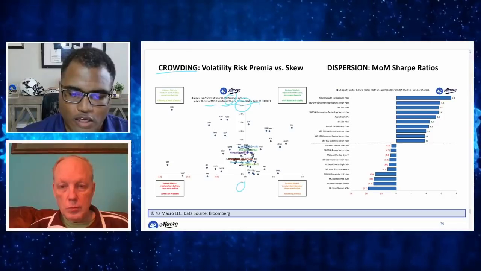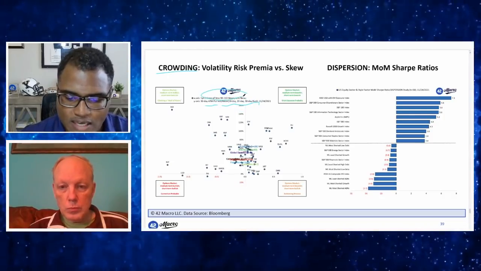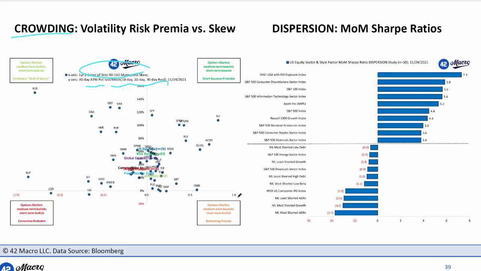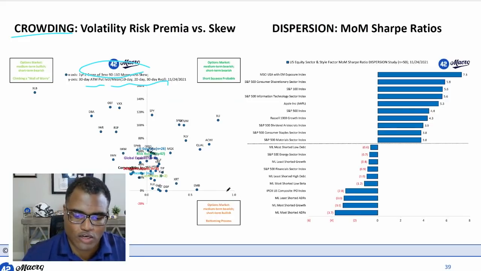The reality is, looking at 90-110 moneyness skew on the x-axis on a 1-year z-score basis. For those of you who don't know, that's the cost of puts on a 10% downside, puts cost relative to 10% out-of-the-money calls, looking at that skew on a 1-year z-score basis. So what we're trying to do is identify exposures that are at one of these four extremes.